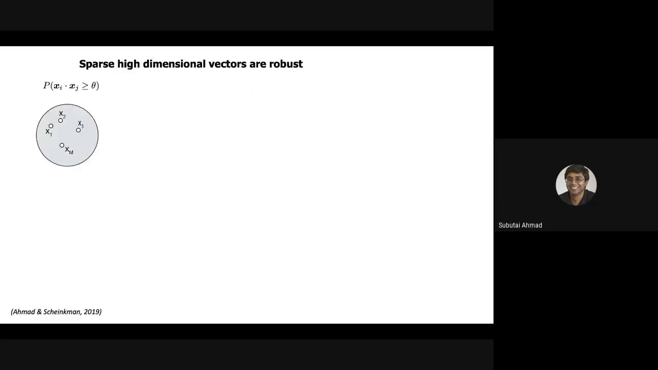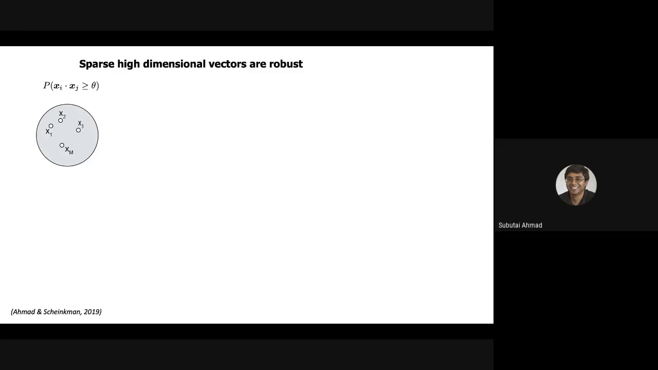The first thing I want to point out is that sparse high-dimensional vectors are actually extremely robust. Let's think about two sparse vectors, xi and xj. Let's look at the dot product followed by some sort of threshold. This is the most primitive operation that's done in artificial neural networks. If you take two sparse vectors, you can consider whether they match or not. If their dot product is within the threshold, then we say it matches. Think about the gray circle here as being the universe of all possible sparse patterns, and the white circles represent all of the vectors that match each of those vectors.